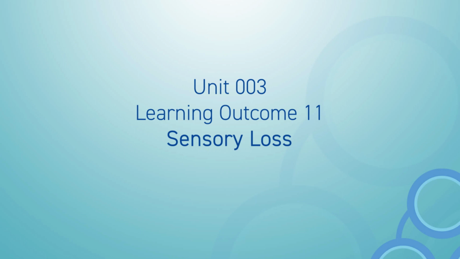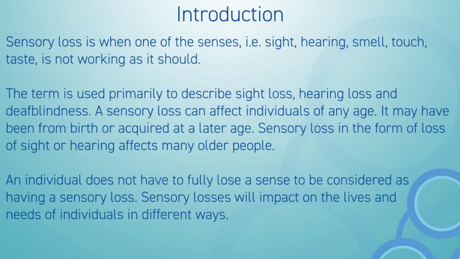In this video, we are going to look at the content for Unit 003, Learning Outcome 11, Sensory Loss. Sensory loss is when one of the senses, for example, sight, hearing, smell, touch and taste, is not working as it should. The term is used primarily to describe sight loss, hearing loss and deaf-blindness.